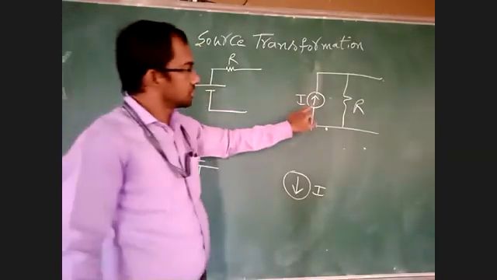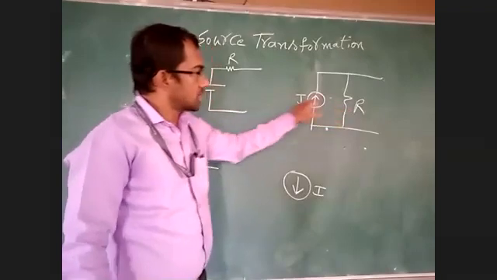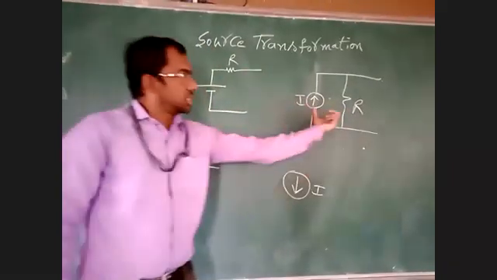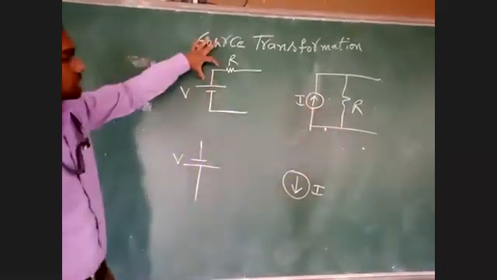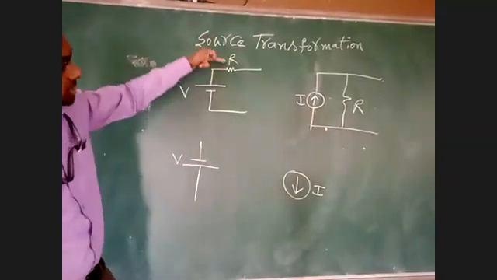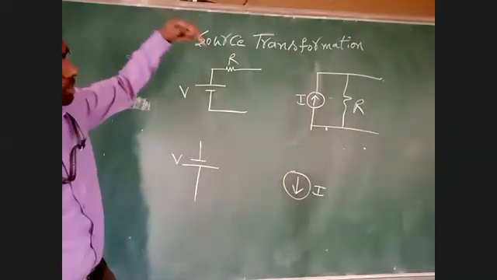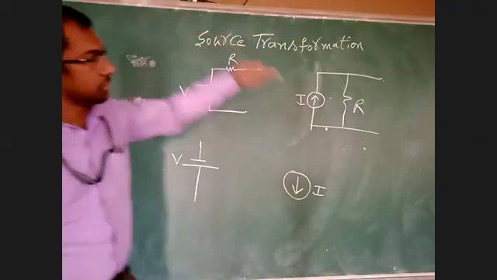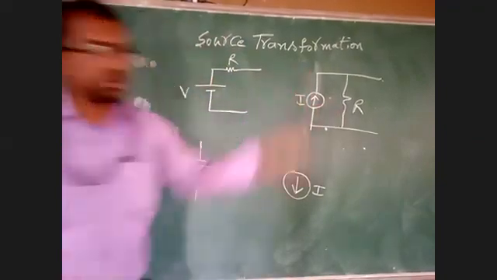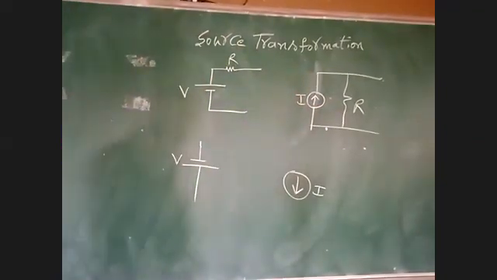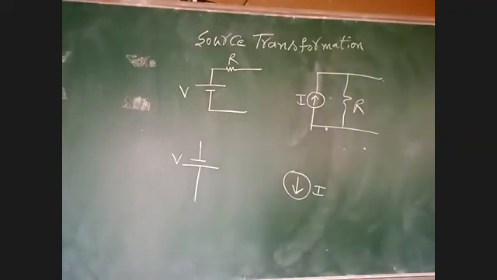But see here in the current source, the resistance will be in parallel. Both these are parallel. These two are in series. Always resistance will be in series with voltage source. Always resistance will be in parallel with the current source. If it is voltage source, resistance has to be connected in series. If it is current source, we have to connect the resistance in parallel. These 2 points are very important.